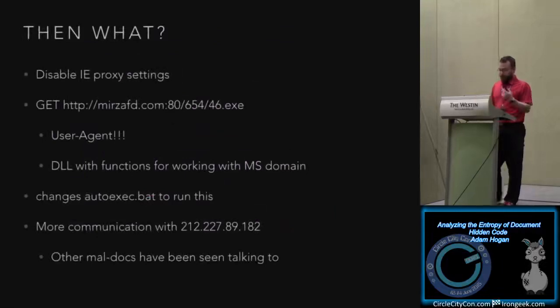Okay, then we saw it changes the autoexec.bat to run itself. And then we saw more communication with his IP address. And then I was able, again, to search the threat intelligence database and find a number of different samples, a number of different techniques of encoding, that have all been talking back to that same IP address, right? So it was looking bad.